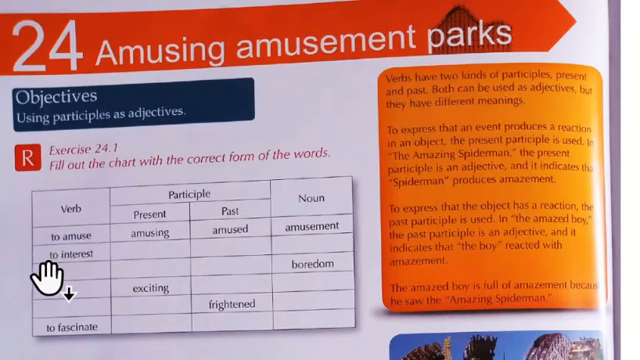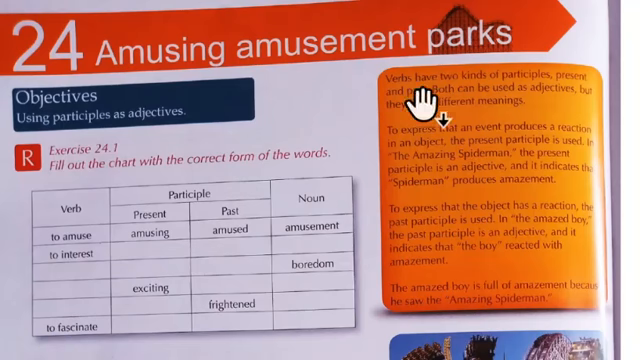For example, number 2 we have to interest, present participle, interesting, past participle, interested, and the noun interest. And the next one we have to bore, present participle boring, past participle bored, and the noun boredom. The idea is you have to complete exciting, frightened, and fascinate.